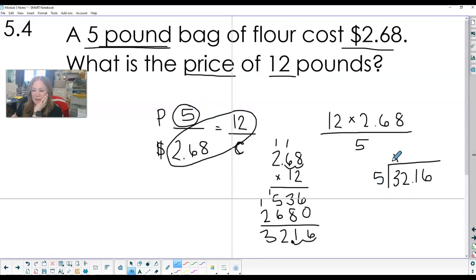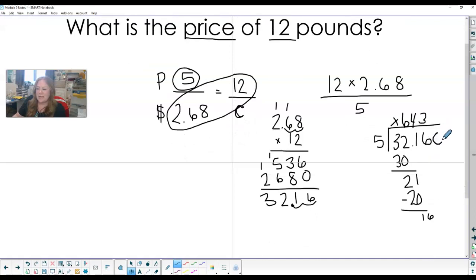So 5 can't go into 3, but it can go into 32 6 times, which is 30. And there's 2 left over. Bring down the 1, goes into there 4 times. 4 times 5 is 20. 21. Bring down the 6. Goes into 16 3 times. So right, I can add a 0 at the end. And that was 15. 1. Bring down the 0. 10. 5 goes into 10 2 times. And my decimal goes straight up.